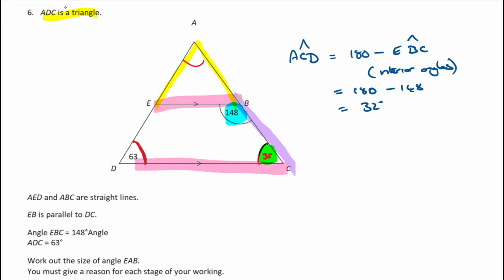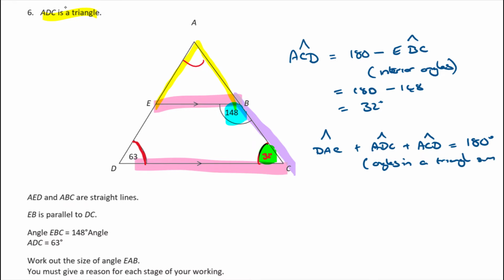Now we know the angle at C, we can use the angles in a triangle sum to 180 degrees, can't we? So we can say that angle DAC plus angle ADC plus angle ACD, all of those add up to 180 degrees, don't they? And the reason for that is angles in a triangle sum to 180 degrees. Okay, so each time I'm just writing down what the rule is, because remember, I have to give a reason for each step.